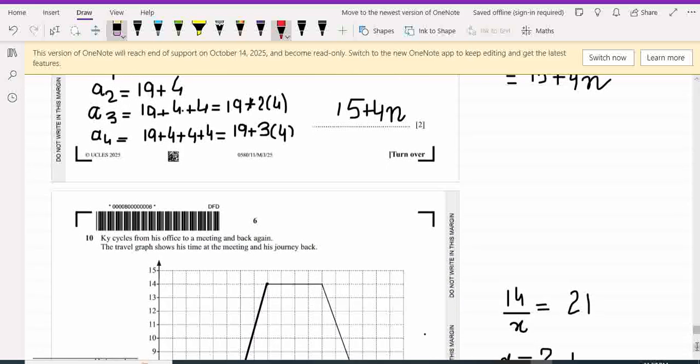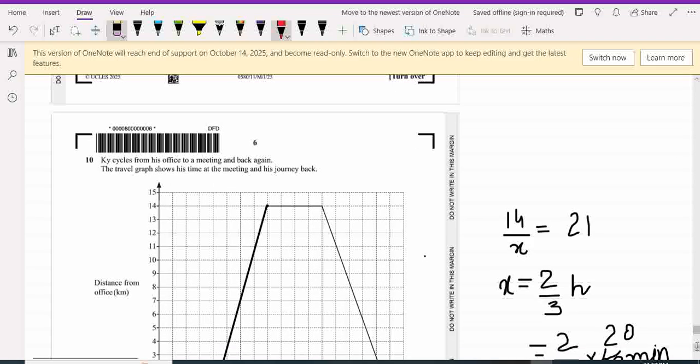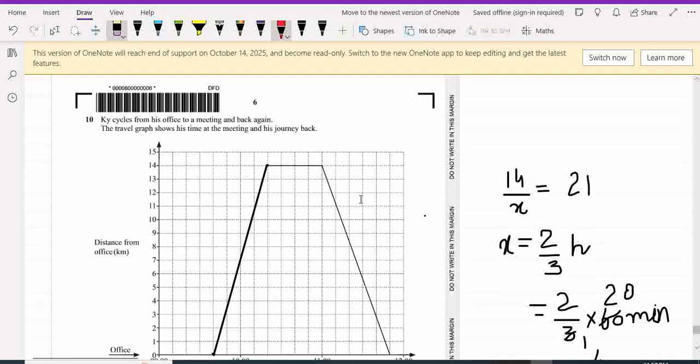Next question is, Kai cycles from office to meeting and back again. The travel graph shows his time at the meeting and his journey back. This part from here was not given. This is part 3. I draw it for you.